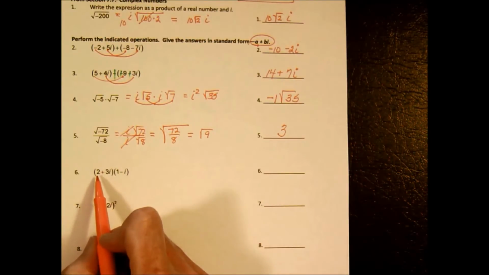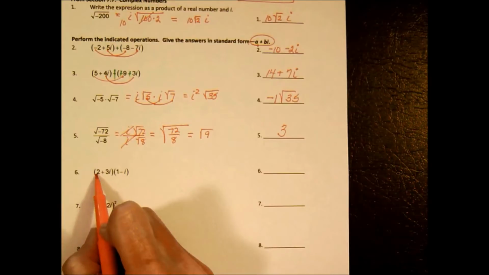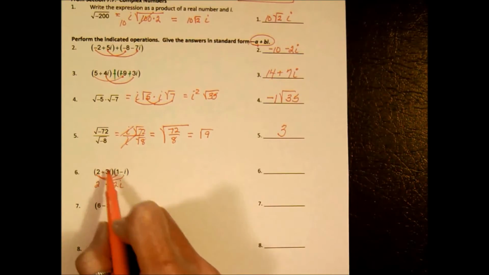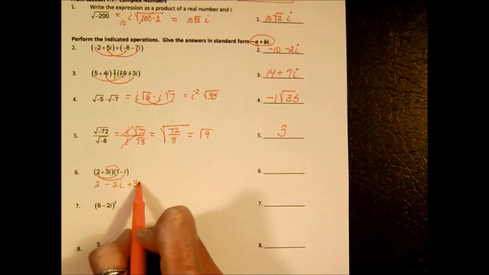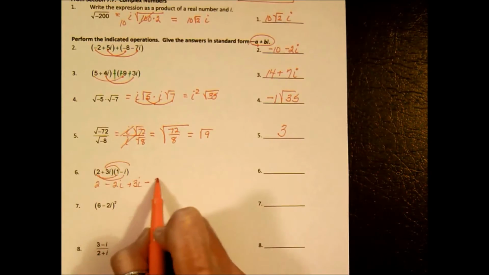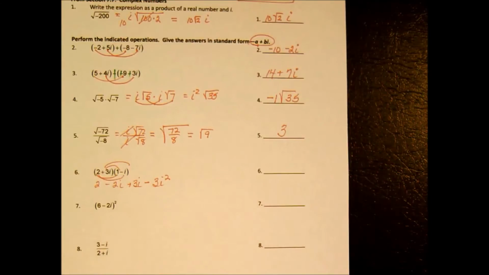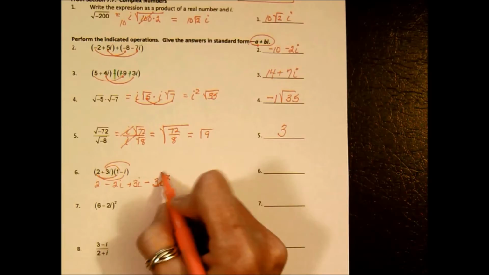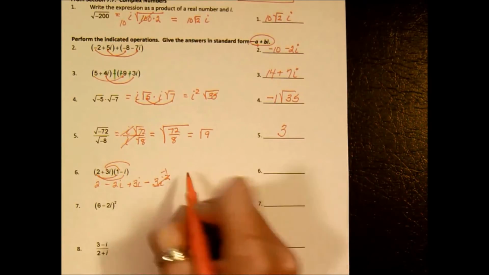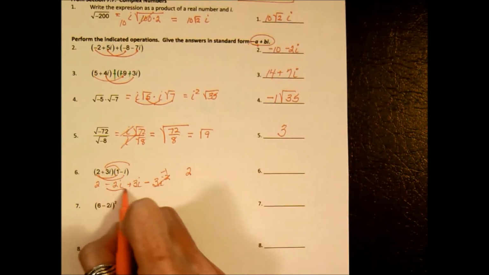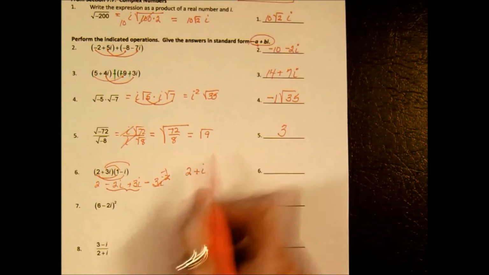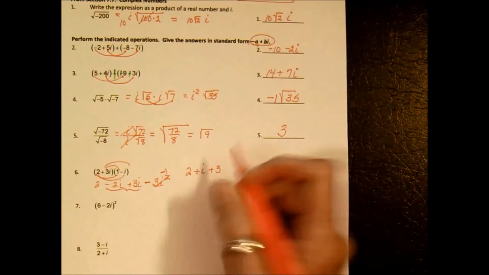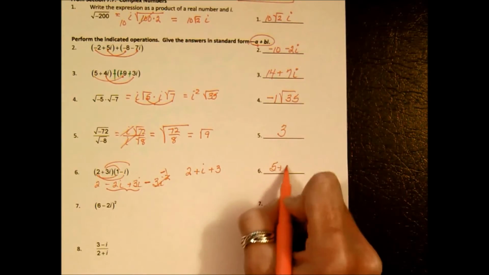Here this looks like FOIL, and it is FOIL. So we have 2 minus 2i plus 3i minus 3i squared. But remember, i squared is negative 1. So what I really have is 3 times negative 1. So I've got 2, let's combine these like terms, plus i, and then negative 3 times negative 1 is positive 3, which gives us 5 plus i.